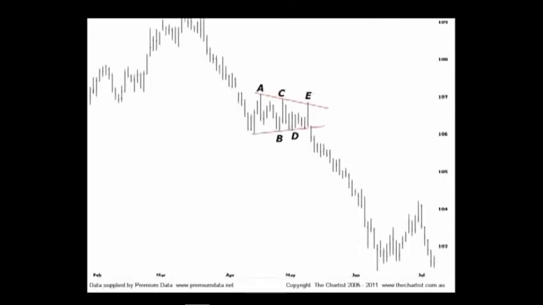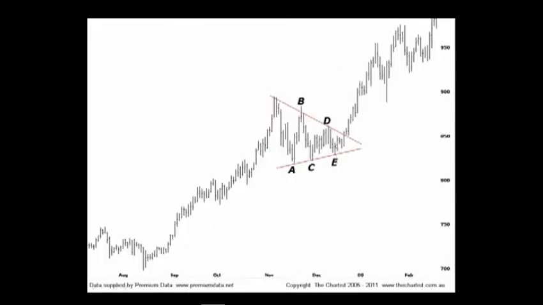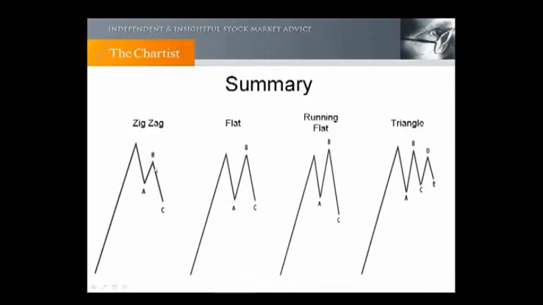So you can see in that which wave is in which position, so you'll tend to have a zigzag in the wave 2 position. You'll tend to have a flat pattern in the wave 4 position. You will tend to have a running flat in either the wave 2 or 4.